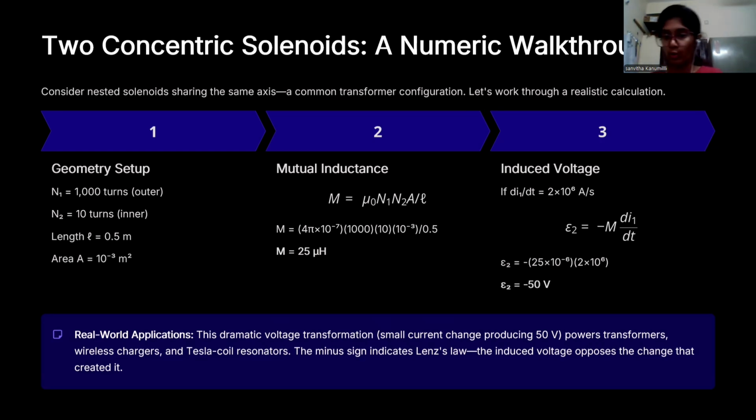And coming to the induced voltage, if di1 by dt is equal to 2 into 10 to the power of 6 amperes per second, then E2 is equal to minus M into di1 by dt. So here E2 will be minus of 25 into 10 to the power of minus 6 into 2 into 10 to the power of 6, which gives minus 50 volts. Coming to real world applications, this dramatic voltage transformation, a small current change producing 50 volts, is used in power transformers, wireless chargers, and Tesla coil resonators. The minus sign indicates Lenz's law. The induced voltage opposes the change that created it.